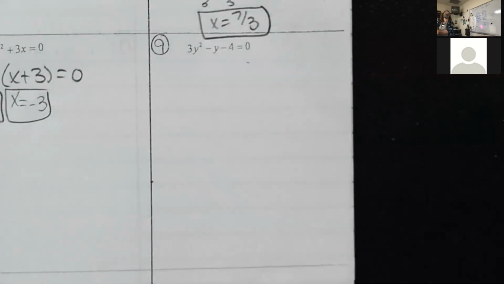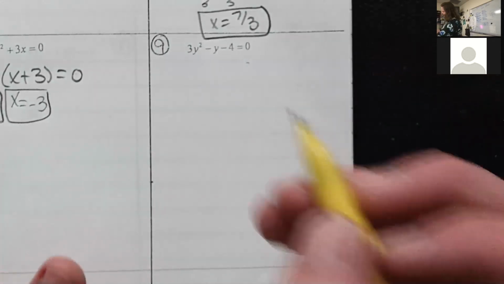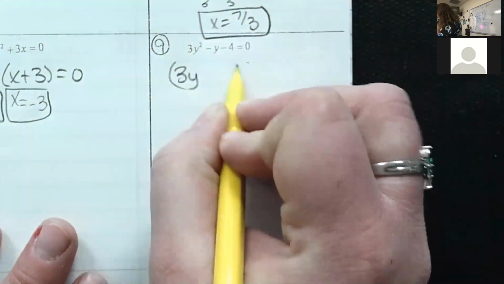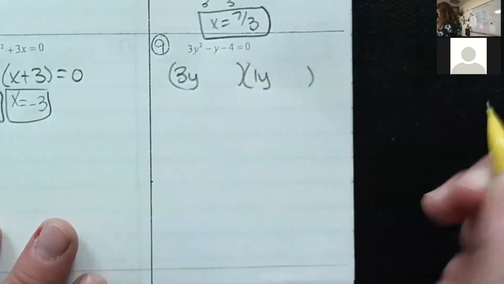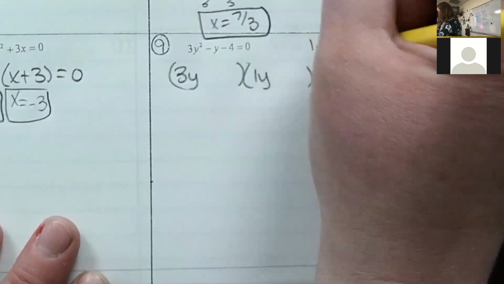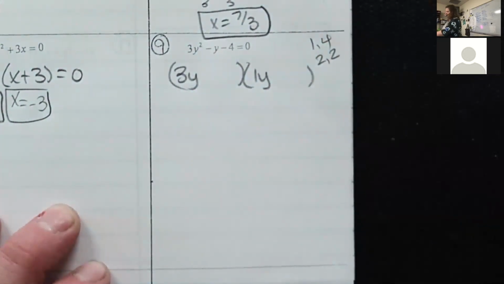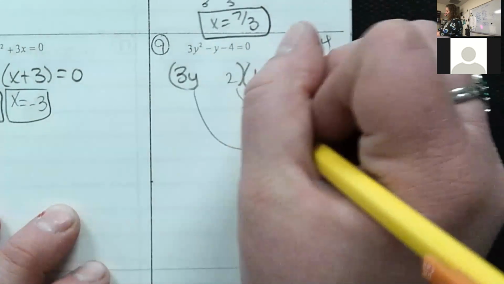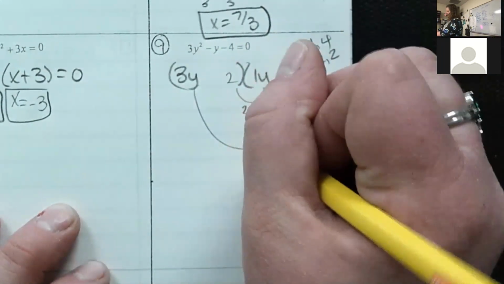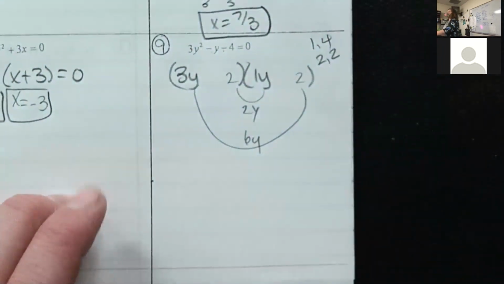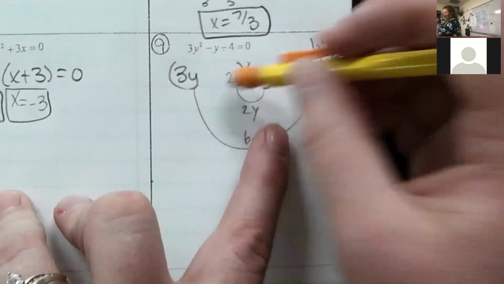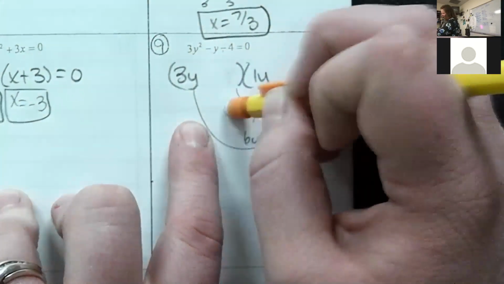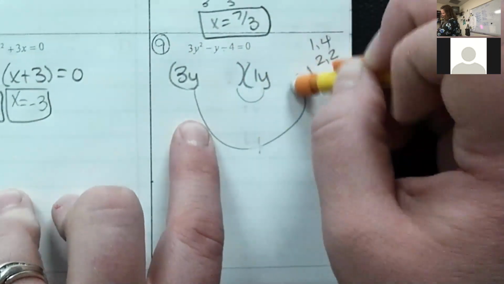All right, number 9. Are we good? Can we start? Yep. Yeah, might as well. How do we get to 3? 3 and 1. The only factors of 4 are 1 and 4 and 2 and 2. Well, let's start with 2 and 2. We'll see what happens. I got a 2y and I got a 6y. Does that subtract to get me 1? No. Now, if I mix these 2 and 2 around, is that going to do anything? No.